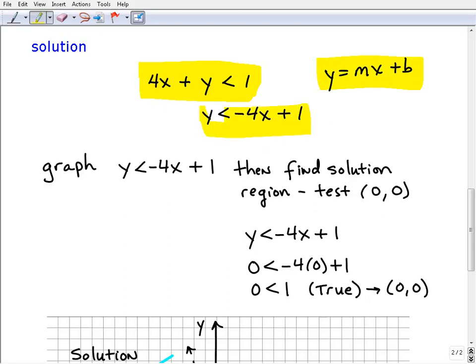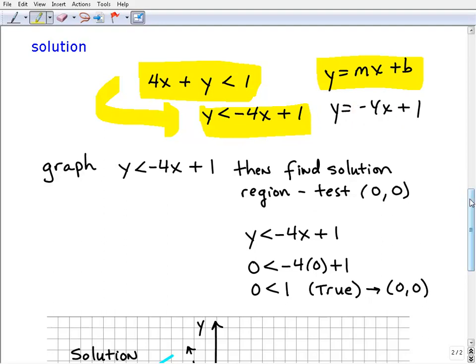So here we have this inequality rewritten in this manner. You look at it, 4x plus y is less than 1. All I did was subtract 4x from both sides of the inequality, and it left me with this. Okay, so let's suppose I told you to graph y equals negative 4x plus 1. Hopefully all of you out there should be able to do that. If you can't, then you're obviously not going to be able to do this problem.